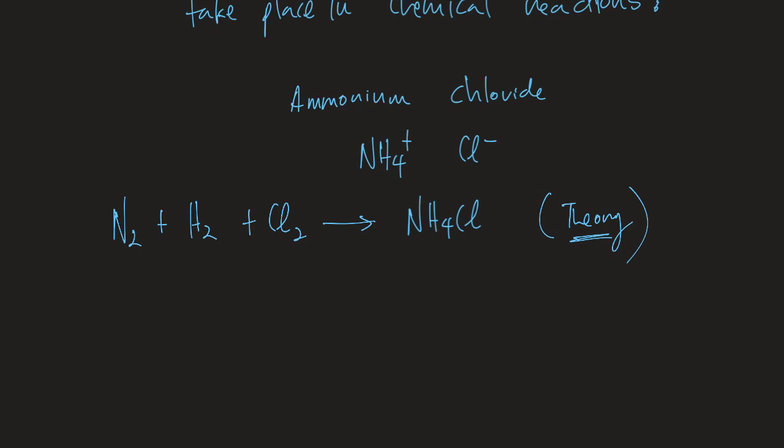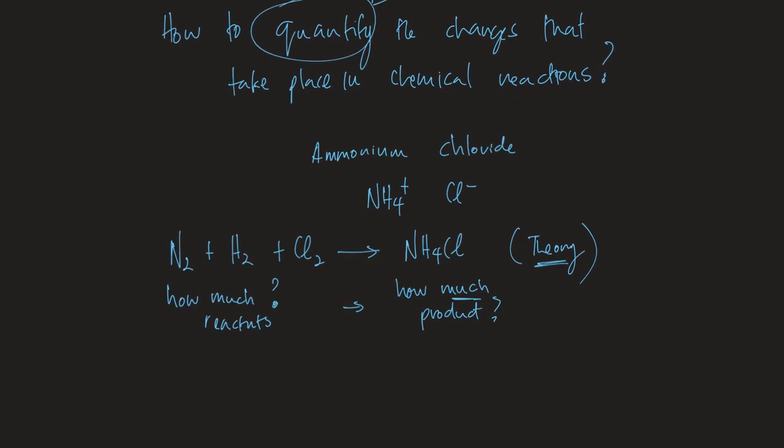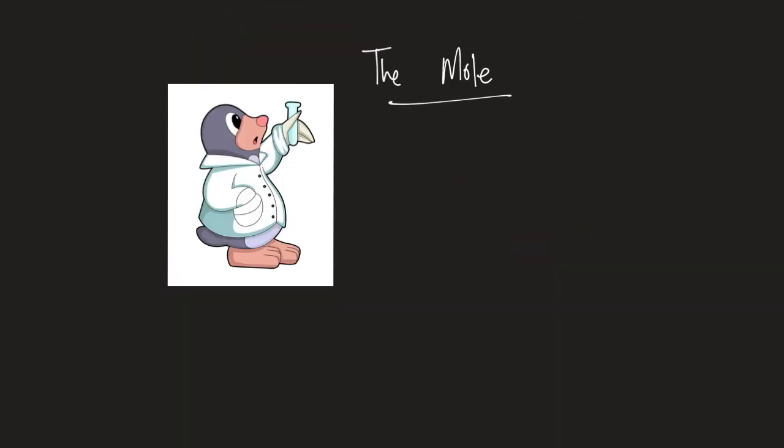The problem is now we want to know how much of reactants will give me how much of product. That's the goal here. So we are looking at quantifying chemistry. That's why it's called quantitative chemistry. And what we're looking at here is the mole.